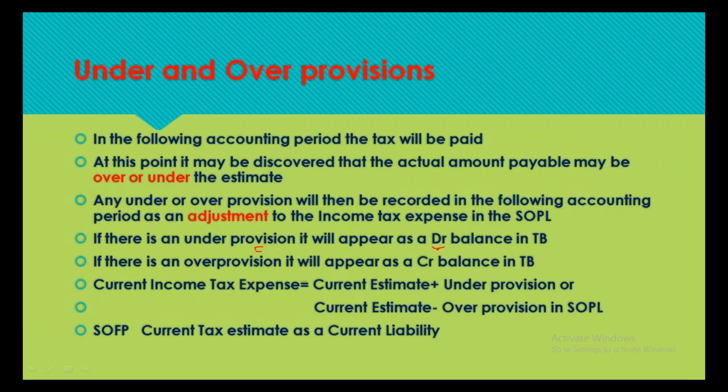The examiner might give you a trial balance. If it's a debit balance in the tax account in the trial balance, that means it's an under provision. If it's an over provision, that means you have underpaid or you didn't have to pay everything, it will appear as a credit balance. As I said, your next year's income tax expenditure will always be the current estimate plus under provision, or current estimate minus over provision. So your current income tax is 40,000 plus 2,000, or 40,000 minus 3,000. In the statement of financial position, you will always have the current estimate as a current liability.